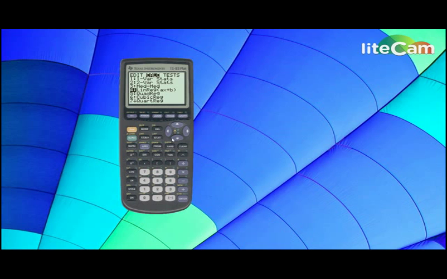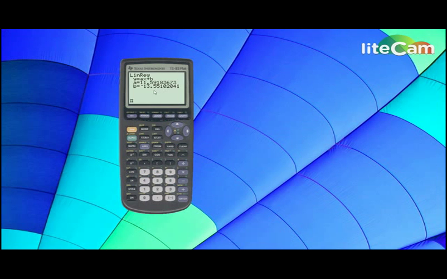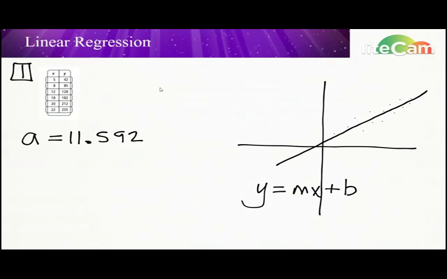I know that the lists are already in there. The numbers are already in there. I don't have to go back and double check that. So there we go. It should look like that. And then I've got my answer. Okay, so my A is 11.592. Okay, and my B is negative 13.551.